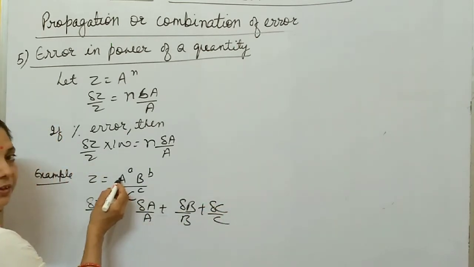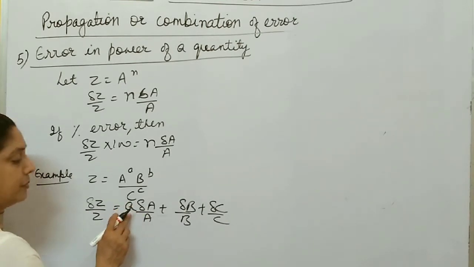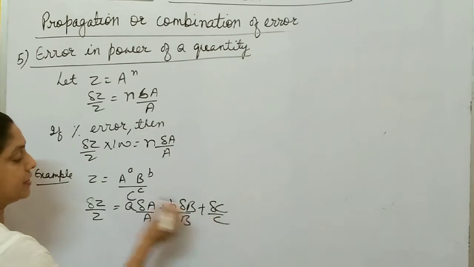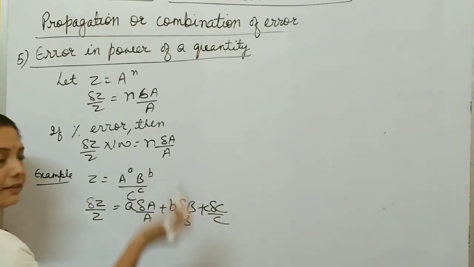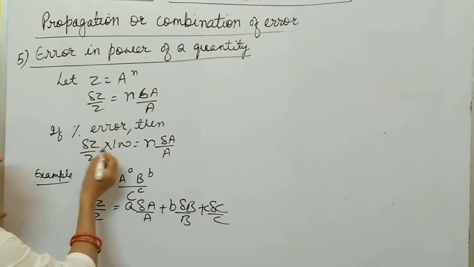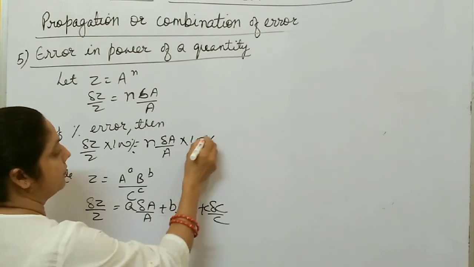And what is the power of a? Small a. So you just multiply this relative error by small a. Here the power of b is small b, just multiply. The power of c is small c, just multiply. In this way error propagates in case of the power of a quantity. And if percentage error is there, you just multiply it by 100. Relative error into 100, you get percentage error, on both sides.